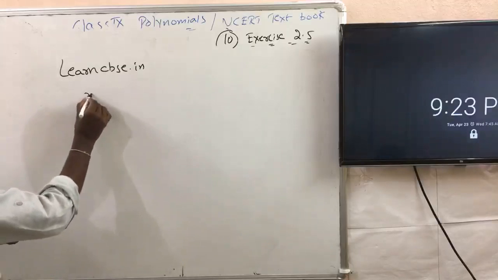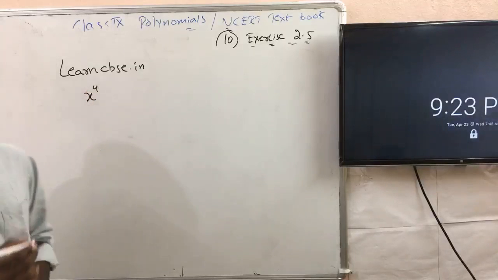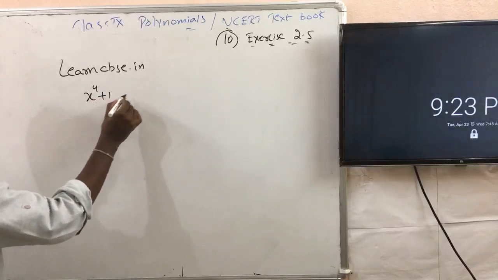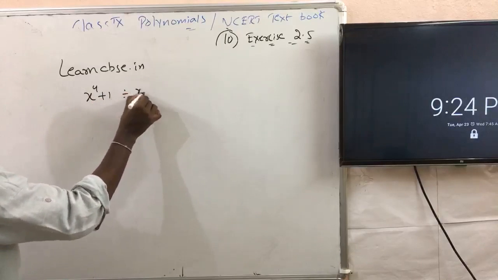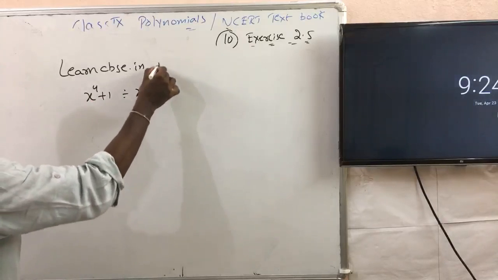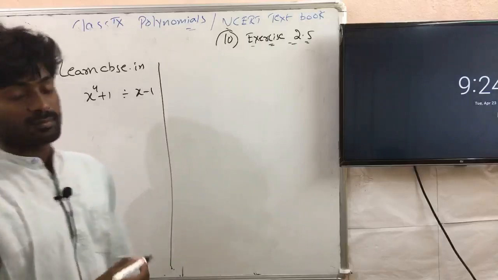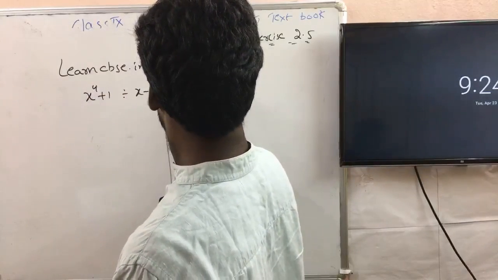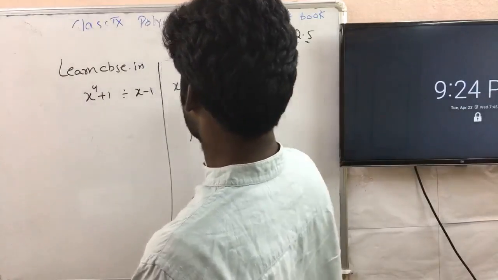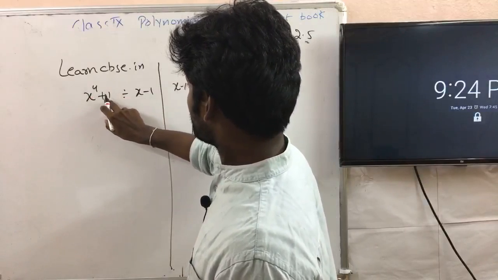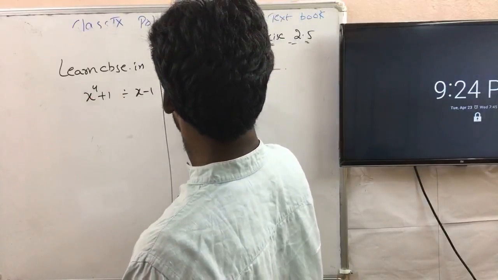You are asking about x power 4 plus 1 divided by x minus 1. See once, dividing x power 4 plus 1 by x minus 1. So we only have the x power 4 term and a constant term. Without confusion, you can write it like this.